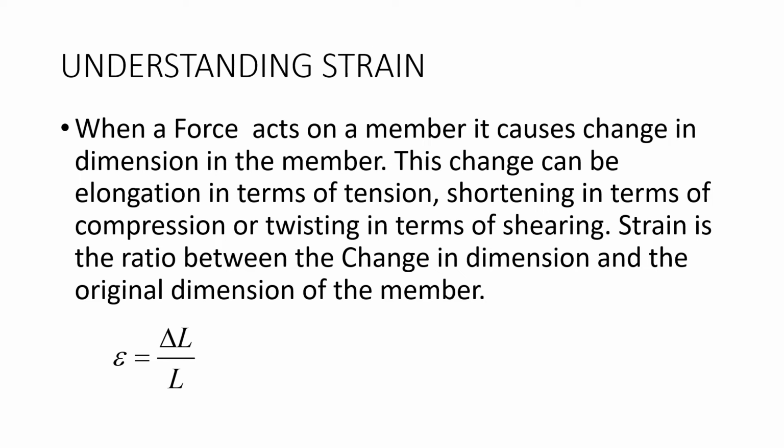And now strain. When a force acts on a member, it causes changes in dimension of the member. This change can be elongation in terms of tension, shortening in terms of compression, or twisting in terms of shearing. Strain is the ratio between the change in dimension and the original dimension of the member. So there is delta S, change in length, over original length in terms of tension and compression.